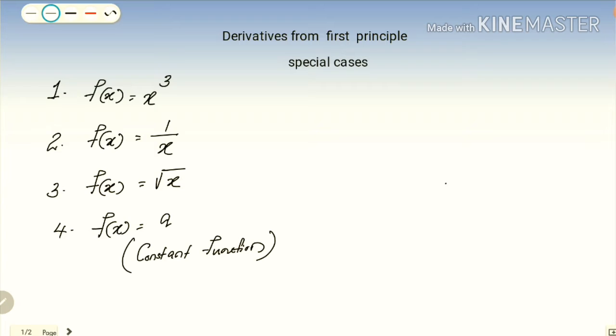Hi everyone, in this video we are going to deal with this type of functions, how to find the derivatives from the first principle. These are the special cases. We can see that x cube, then 1 over x, then square root of x, then constant function. Okay, we can start with the x cube.